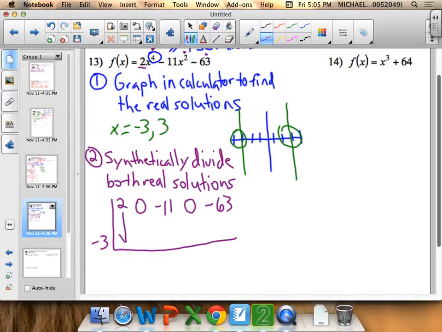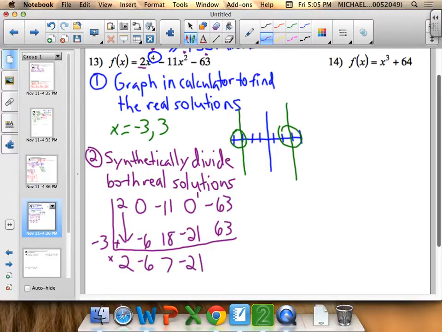I'm going to bring down the first term, multiply to the outside, add to the inside. -3 times 2 is -6. 0 plus -6 is -6. -3 times -6 is positive 18. 18 plus -11 is positive 7. -3 times 7 is -21. 0 plus -21 is -21. And -3 times -21 is positive 63.